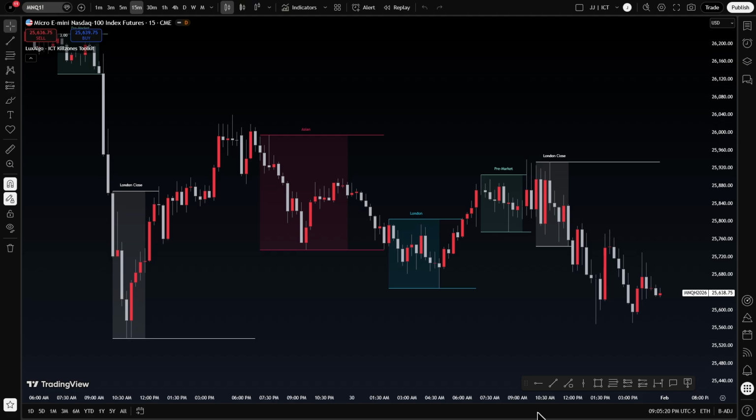ICT concepts are for waiting and getting that sniper entry. Okay. When I see concepts, you're a sniper, you're waiting, you're putting all the pieces together to find the perfect opportunity to click that buy button or that sell button and get your trade. Okay? And I think that'll really be it for this episode.